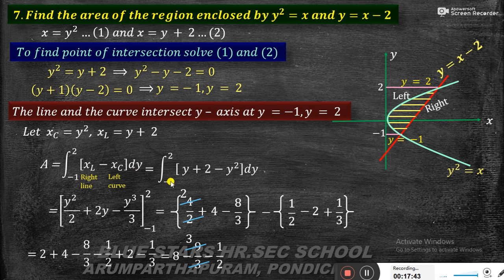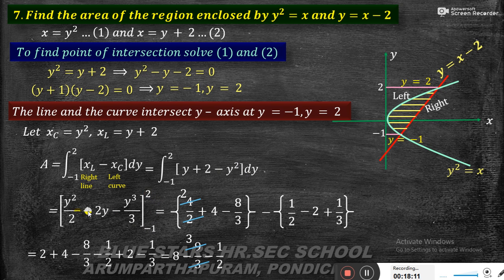So the next step, from minus 1 to 2, x_l is y plus 2 minus x_c is y square, dy. Now you integrate this. Integration of y is y square by 2, plus 2 times integration of 2 is 2y, minus integration of y square is y cube by 3. So you apply the limit minus 1 to plus 2.